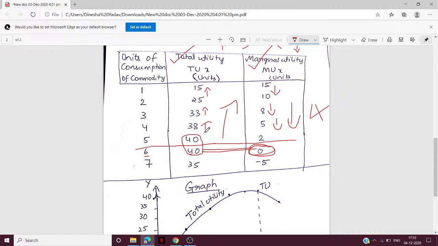In this case we have always seen that total utility increases, marginal utility decreases. After total utility reaches maximum, the marginal utility will be 0. After that, total utility will decrease. Marginal utility also decreases negatively. After 0, what will we get? Negative. Here positive, 0, negative. So you should understand this relationship. Plus, positive, 0, negative. So this is the tabulation form.